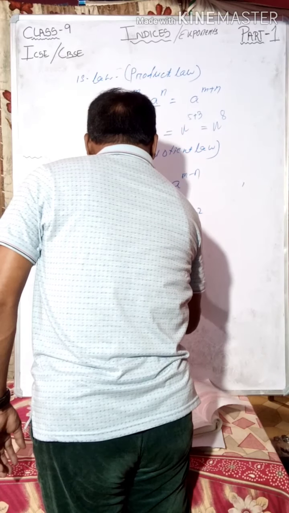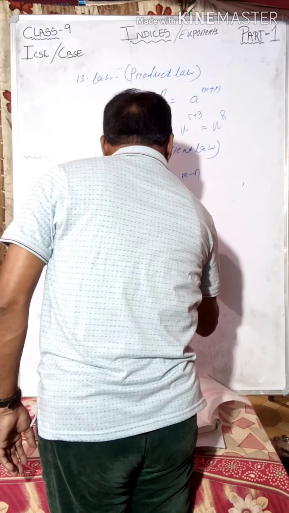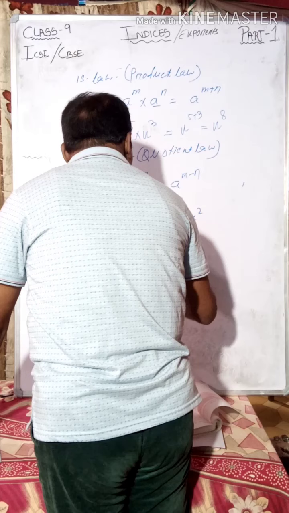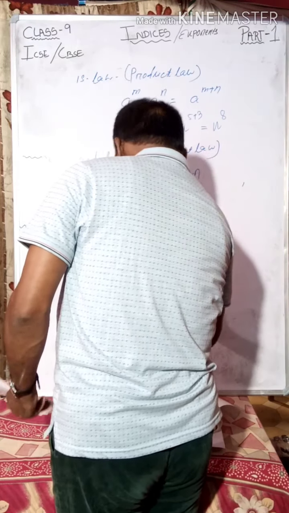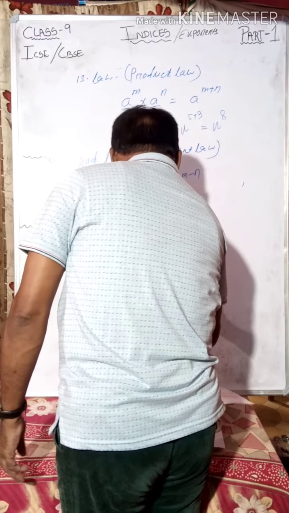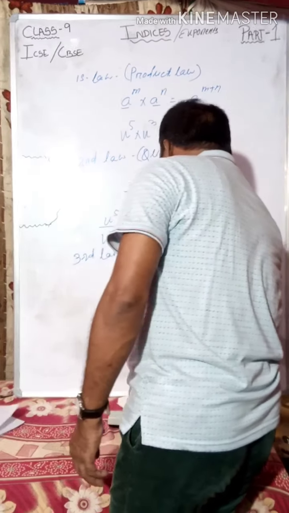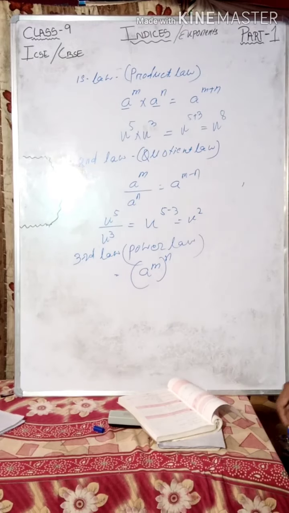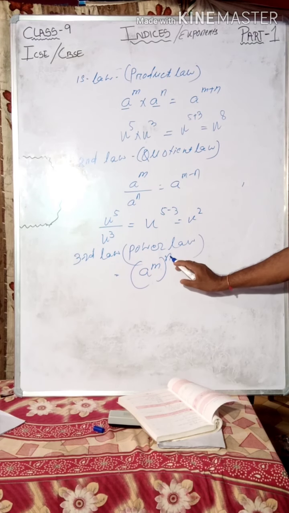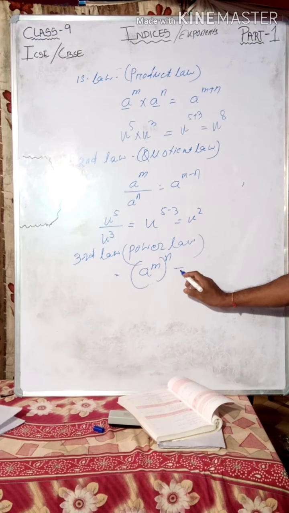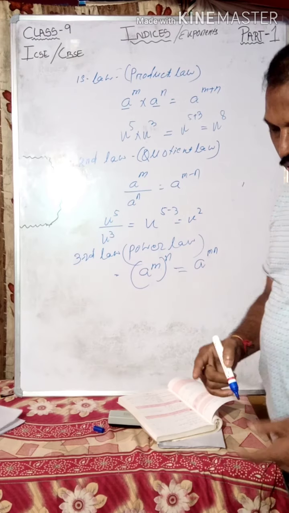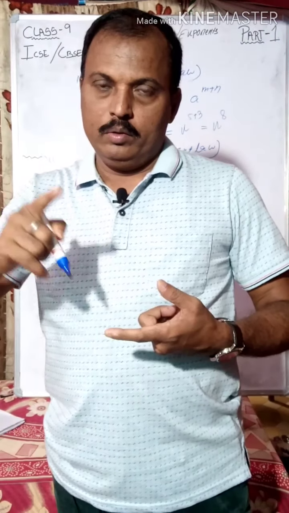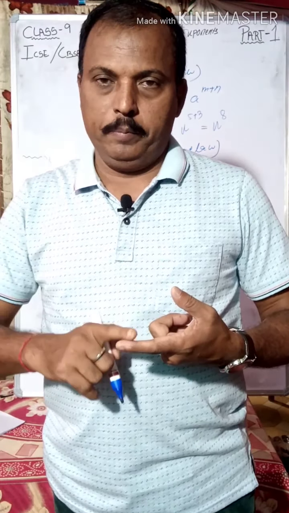That is a power law. The third law is the power law. What is the third law? (a^m)^n equals a^(m·n), that is a^(mn). So power to power, the product of the powers.